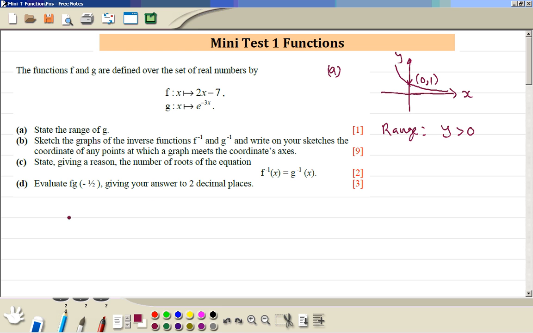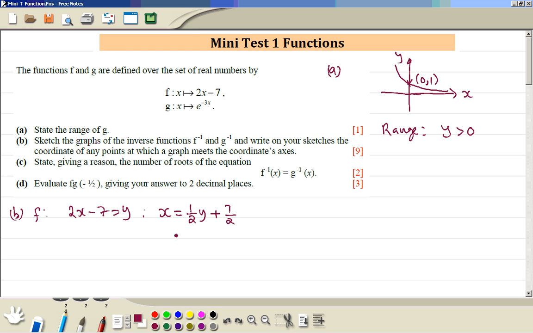For part B, we're going to sketch inverse f and inverse g. So one method is you work out the functions. So we write the f function: 2x minus 7, we put it equal to y, then make x the subject. So when you make x the subject, you will get x equal to half y plus 7 over 2.